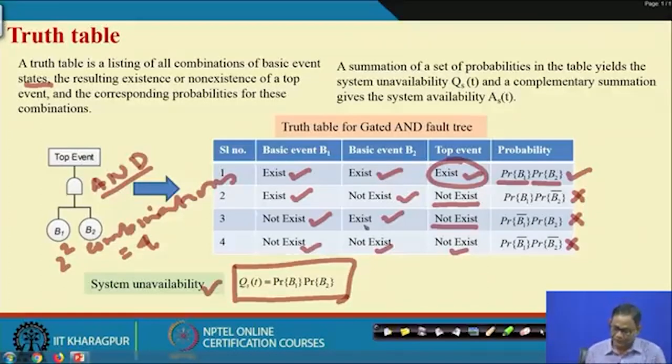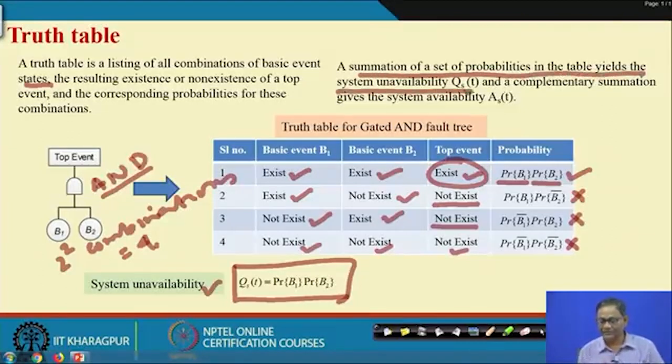Okay. Then what is system unavailability? The summation of the set of probabilities in the table yields the system unavailability QST. So where the top event exists, those probabilities you have to add. Here there is only one situation, so that is why this probability is considered. If we want to find the availability, which is 1 minus QST, it is the sum of the other situations' probabilities, these three. So that is why a complementary summation gives the system availability.